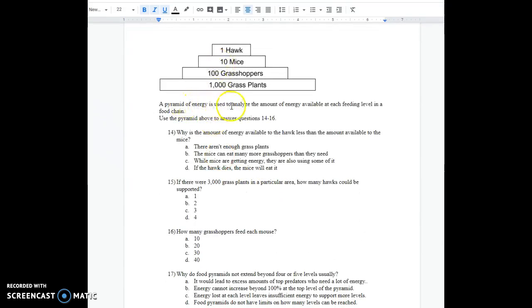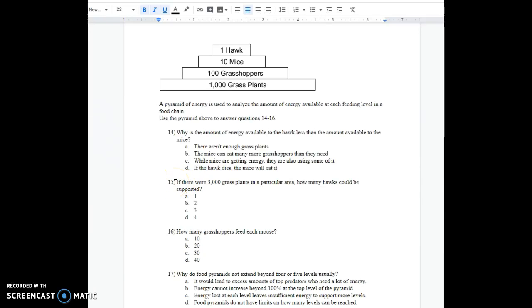A pyramid of energy is used to analyze the amount of energy available at each feeding level in a food chain. Use the pyramid above to answer questions 14 through 16. 14. Why is the amount of energy available to the hawk less than the amount available to the mice? A. There aren't enough grass plants. B. The mice can eat many more grasshoppers than they need. C. While mice are getting energy, they are also using some of it. D. If the hawk dies, the mice will eat it.